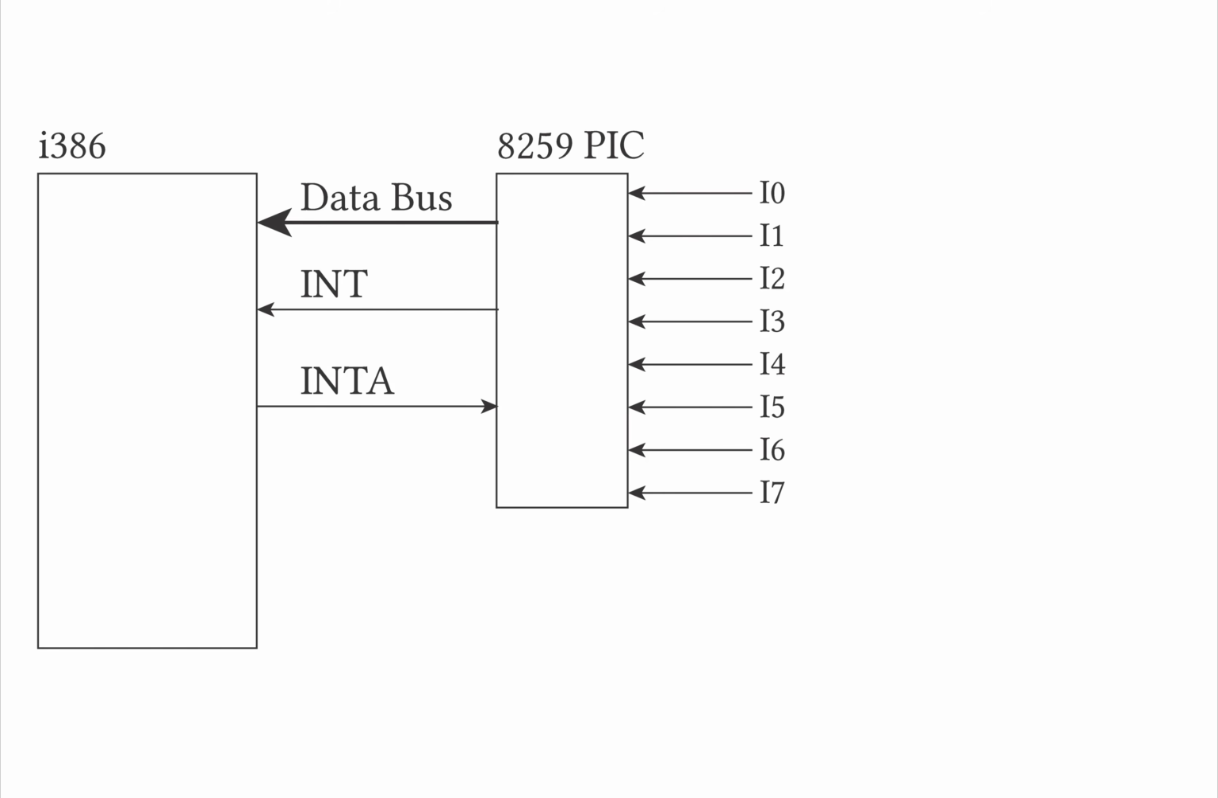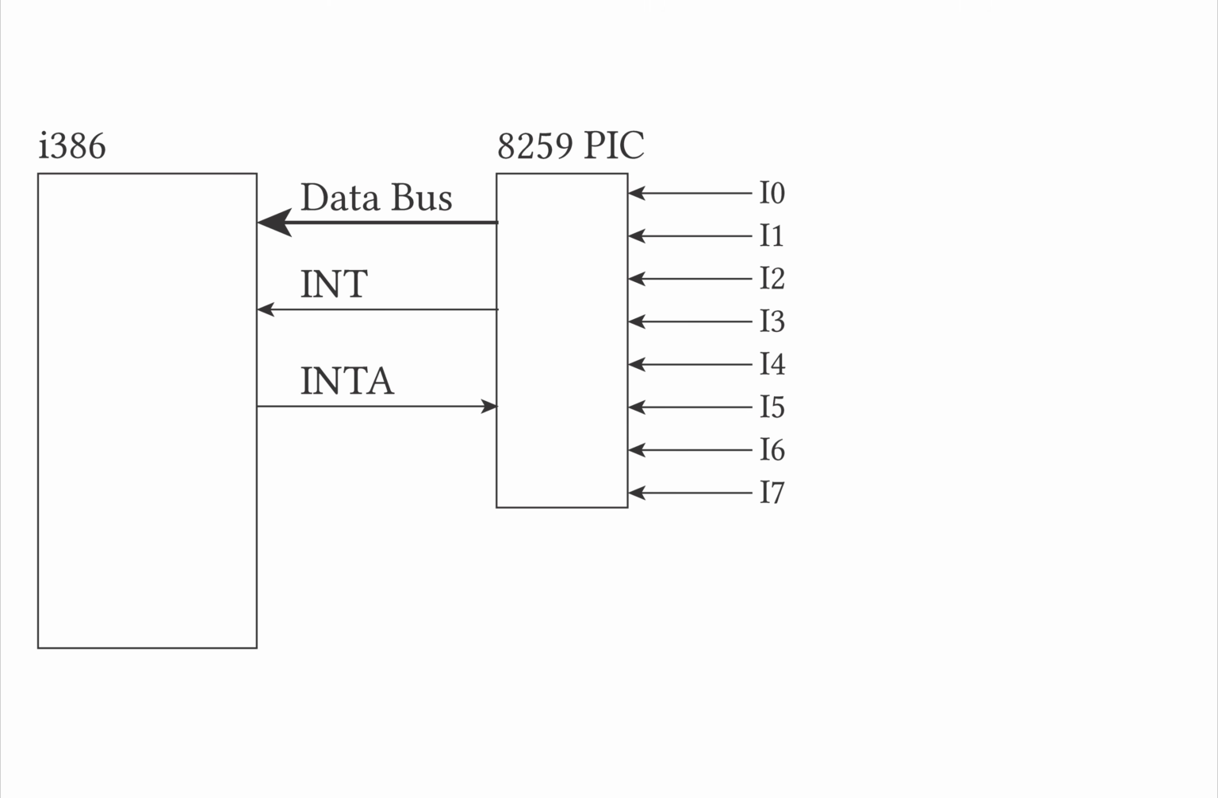All right, let's take a look at the interrupt system on the 386 real quick. So on the 386, we have a simplified diagram here of how the interrupt controller, that's called the 8259 programmable interrupt controller, that's an Intel part number, connects to the 386 CPU.